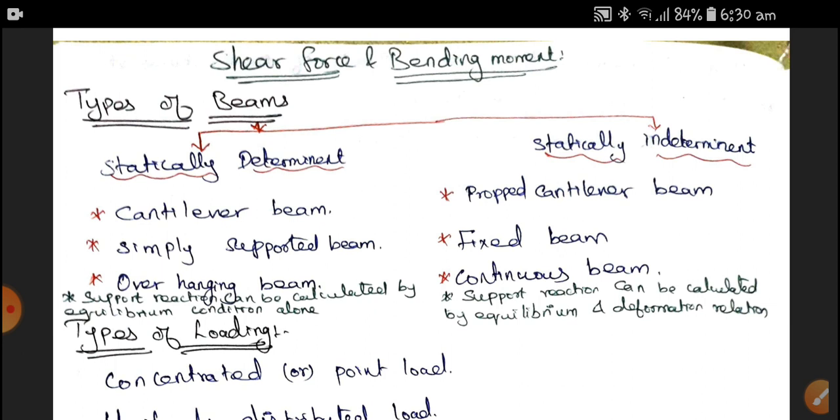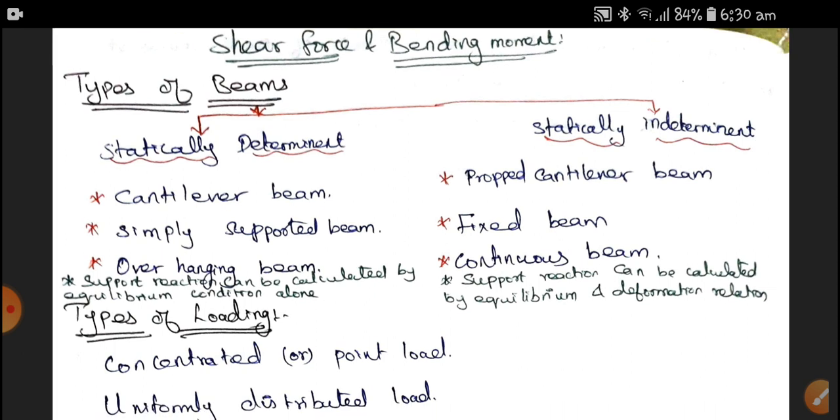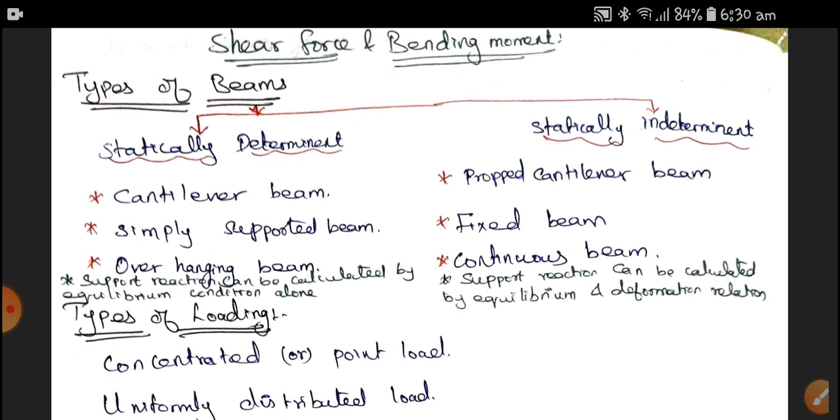Here we have two types of beams. One is the statically determinate beam and another one is the statically indeterminate beam. In statically determinate beams, the support reactions can be calculated by means of equilibrium conditions alone. The cantilever beam, simply supported beam and overhanging beam satisfy this condition.